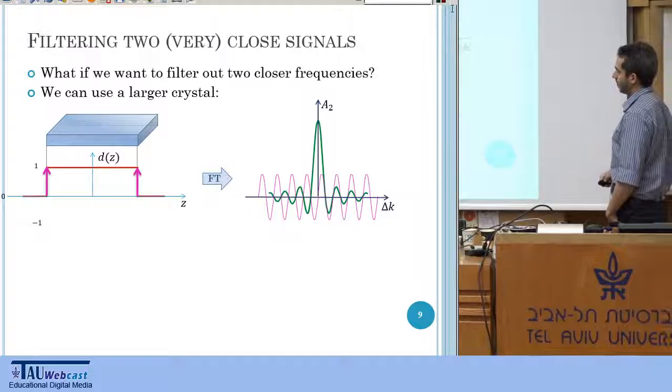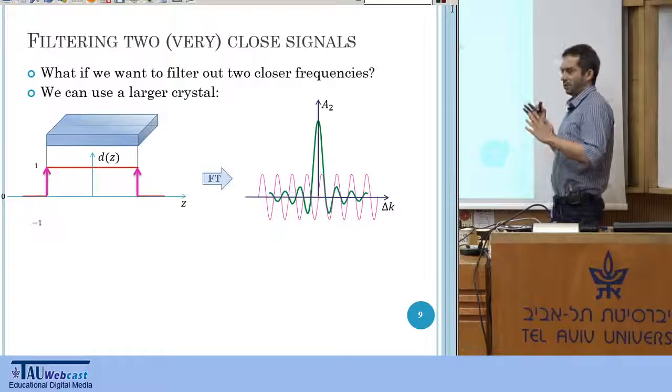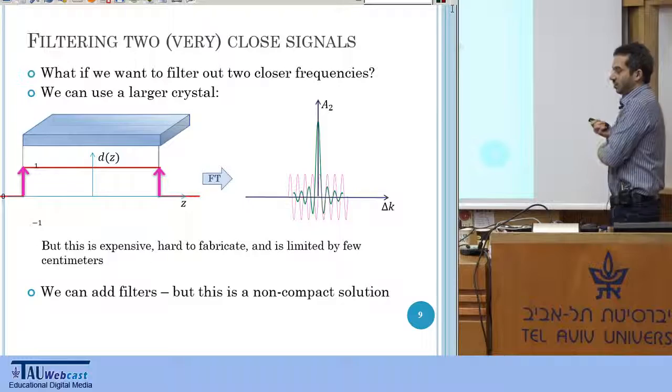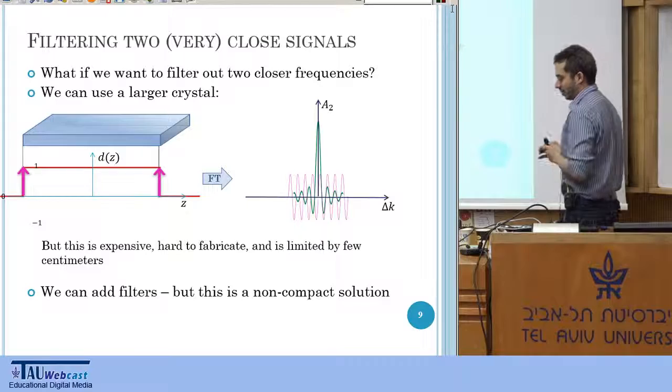What if we want to filter out two even closer frequencies? We can use larger crystals. But larger crystals are harder to fabricate and sometimes even impossible. And we can also add filters, but this is a non-compact solution, and we are looking for something which is a bit more compact.